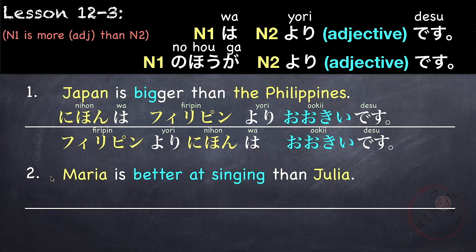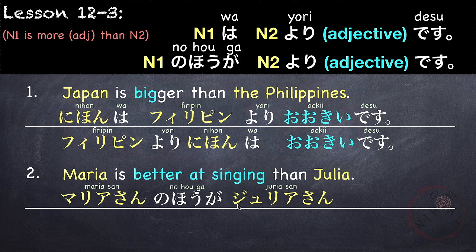Okay, next example, we are comparing Maria to Julia. Who is better at singing? Let's say that Maria is better at singing than Julia. So our N1 is Maria, Maria-san no houga. So this time we are using no houga. And then our N2 is Julia, Julia-san yori. And our adjective is better at singing or good at singing, which is uta ga jouzu. If you remember, uta means song or singing, ga jouzu, to be good at.